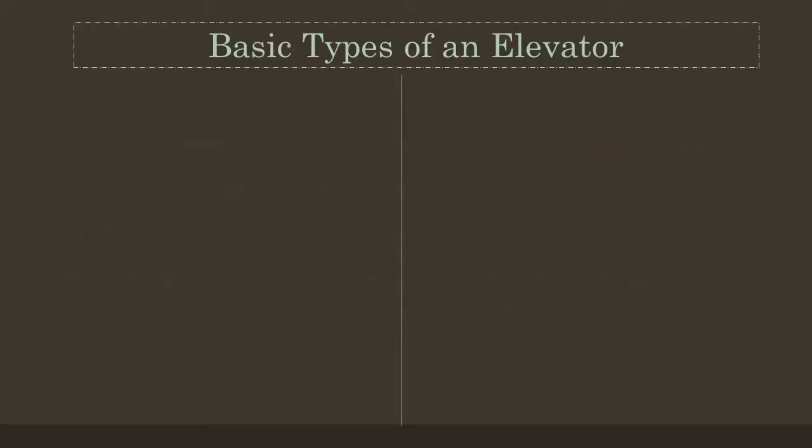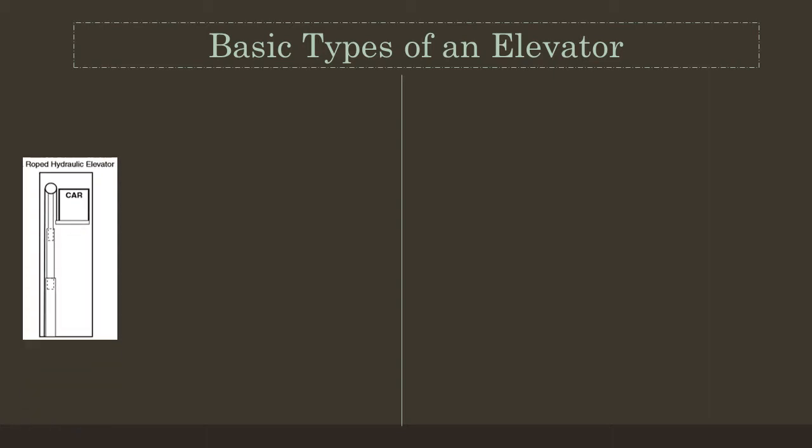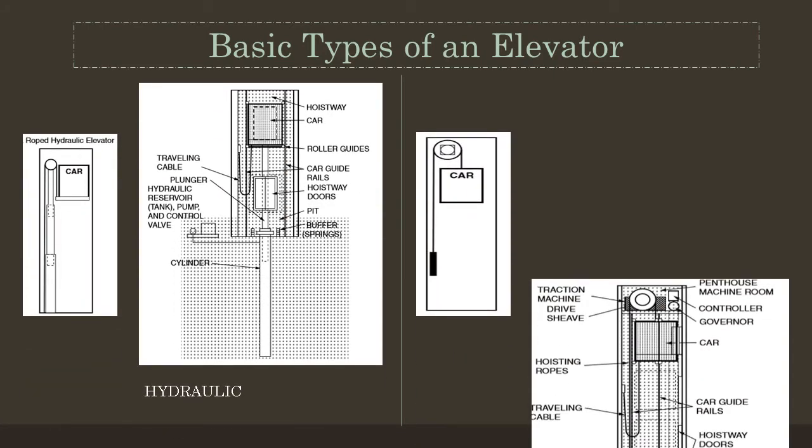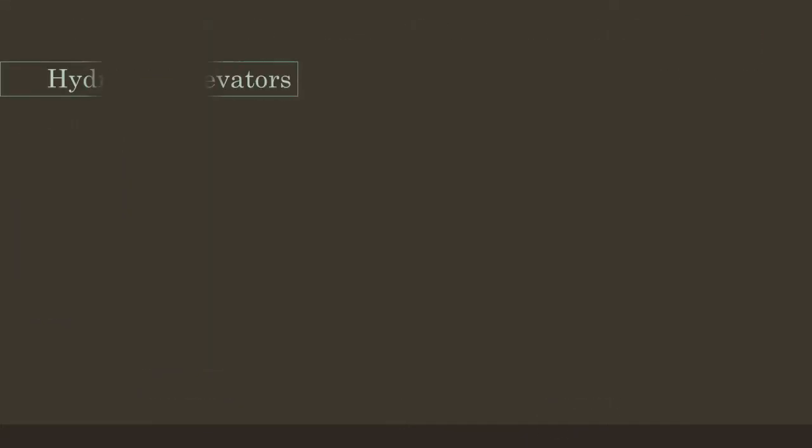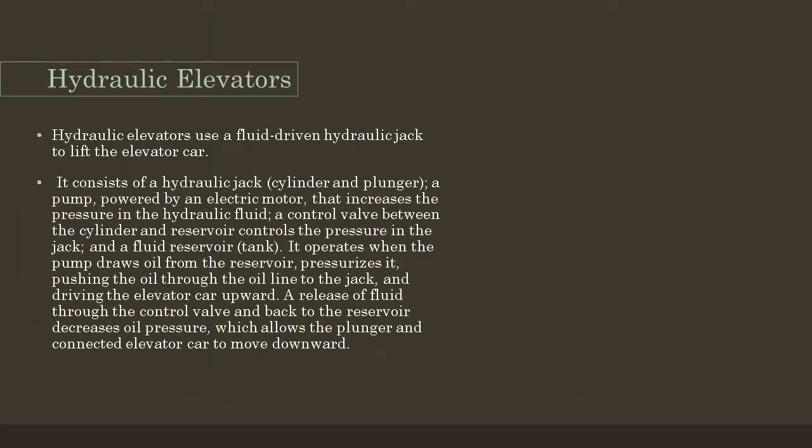The two basic types of elevator technologies: hydraulic and traction. Hydraulic elevators. Hydraulic elevators use a fluid-driven hydraulic jack to lift the elevator car. A hydraulic elevator consists of a hydraulic jack, cylinder and plunger, and a pump powered by an electric motor that increases the pressure in the hydraulic fluid.